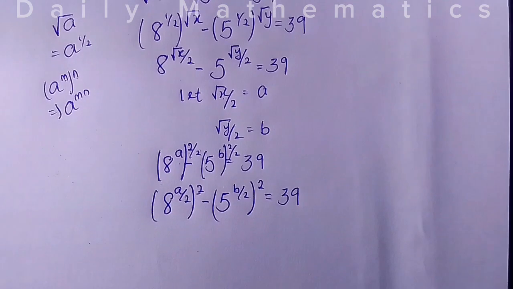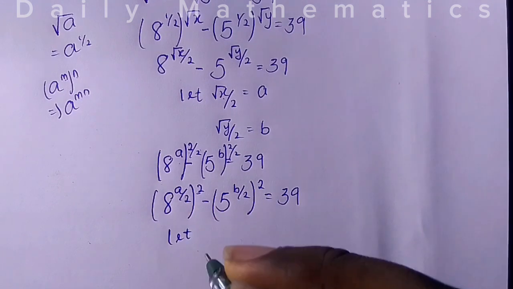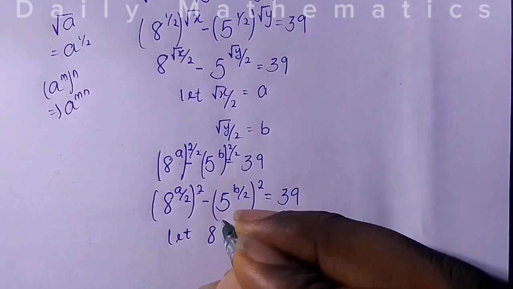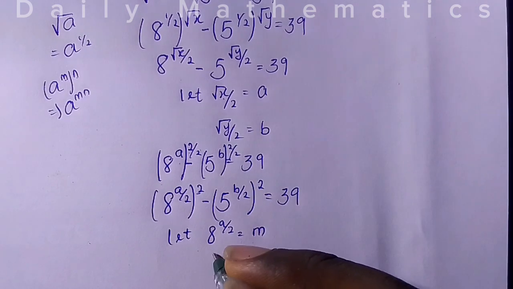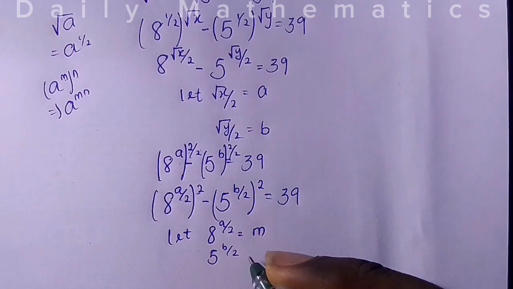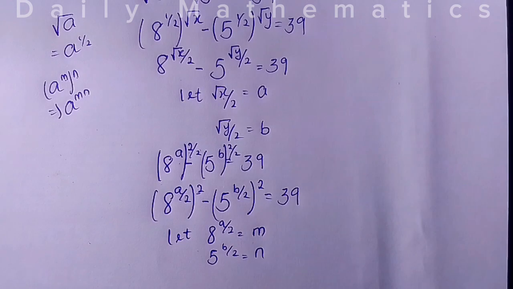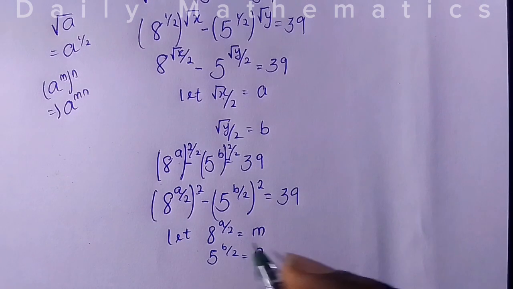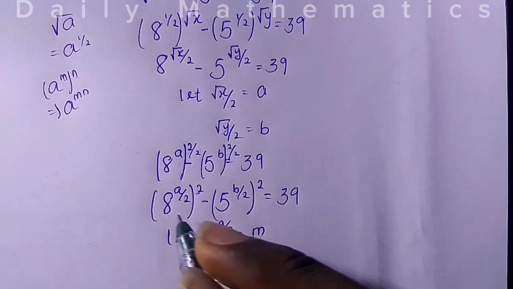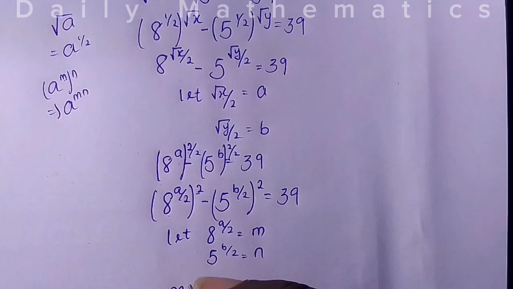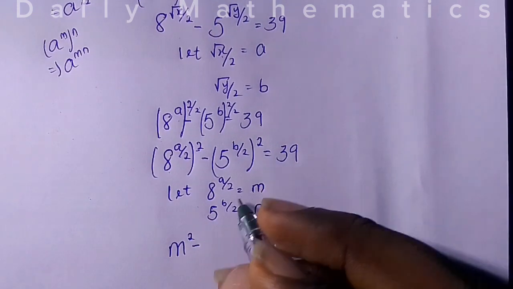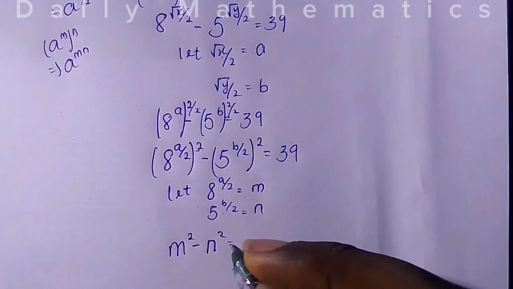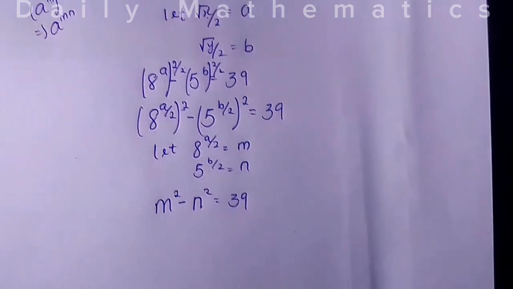But first, to make the work easier, let 8 raised to the power of a over 2 equal m, and let 5 raised to the power of b over 2 equal n. So from here we can make the work easier. This is m squared minus n squared equals 39.